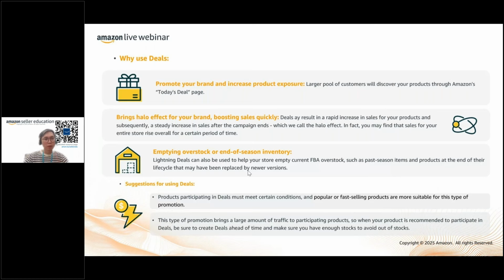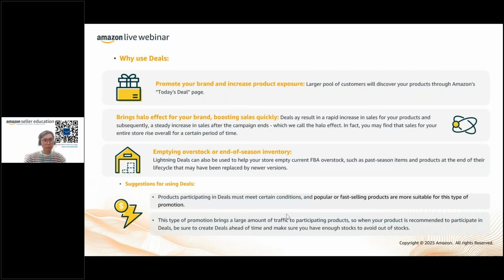Also, because of the amount of discount that you can give, it helps to clear up some of your stock. If you are selling a product that is highly affected by seasonality, maybe for a particular festival, and once the festival is over, you can use this deals promotion to clear out your stock during that period.